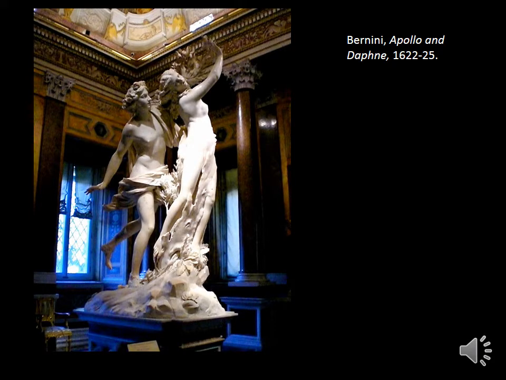So let's take a look at this image. We're going to be covering a lot of vocabulary in this slide, so you might want to have your list of terms handy. What we're looking at here is a Baroque sculpture made of marble that deals with the myth of Apollo and Daphne by the artist Bernini.